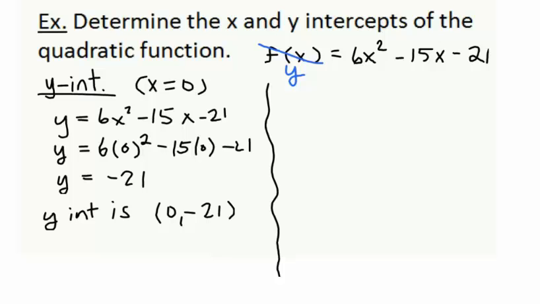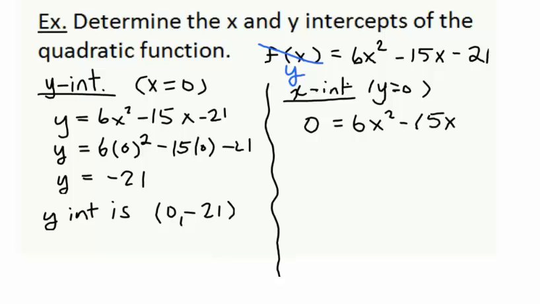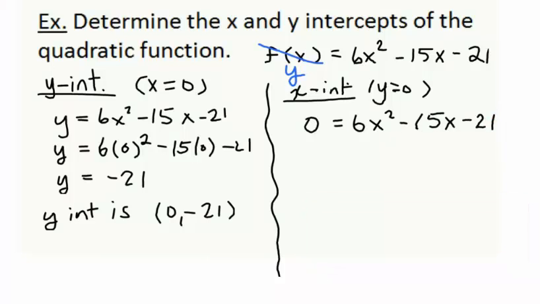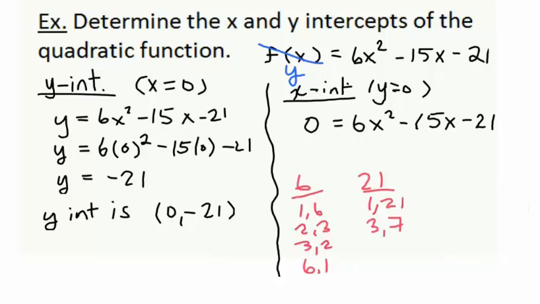Let's work through this procedure for the x-intercepts, where we're going to assume that y is equal to 0. If we make our substitution, y is equal to 0, we're going to get 0 is equal to 6x squared minus 15x minus 21. And the only way for us to solve this equation is for us to factor the right-hand side. So in red here, I'm going to try to use the trial factor method to try to figure out how to factor this quadratic expression.